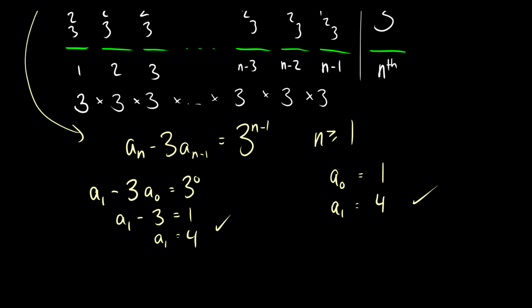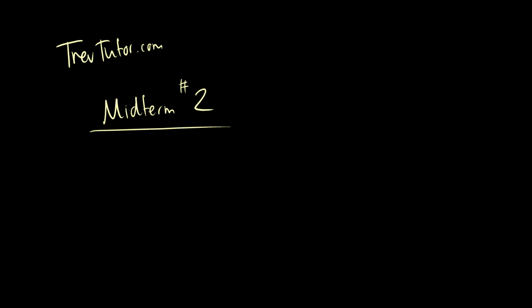That was non-homogeneous recurrence relations. If you'd like some more practice, you can go to trevtutor.com and you can check out midterm number 2 in the Discrete Math 2 section. And that has some more questions related to recurrence relations and generating functions. In fact, after the next video, you will be able to completely solve it.